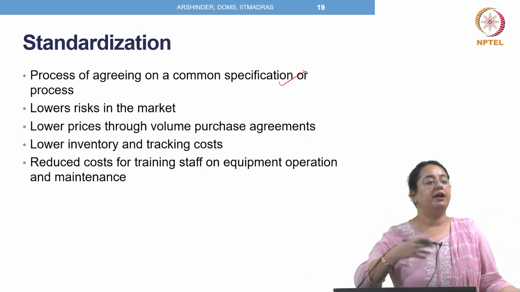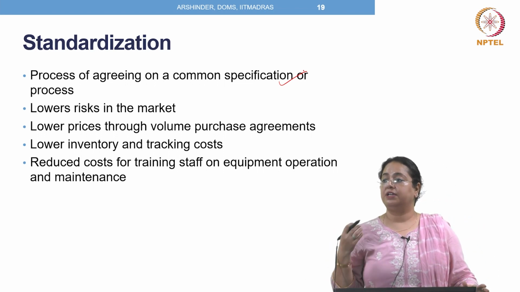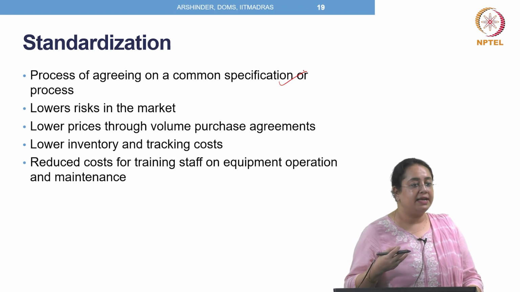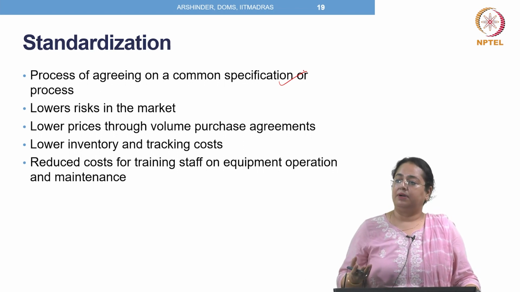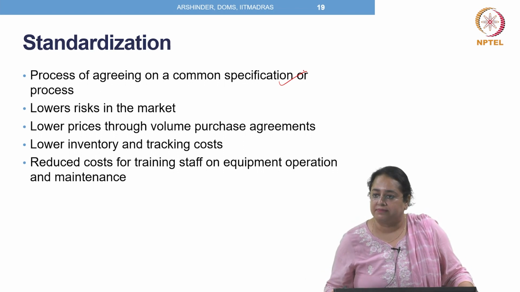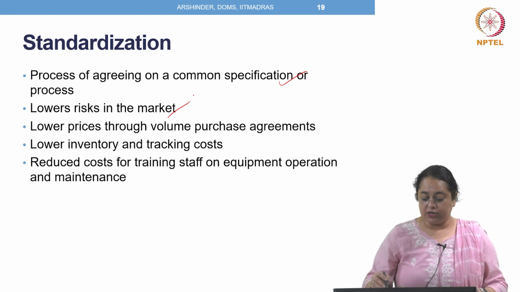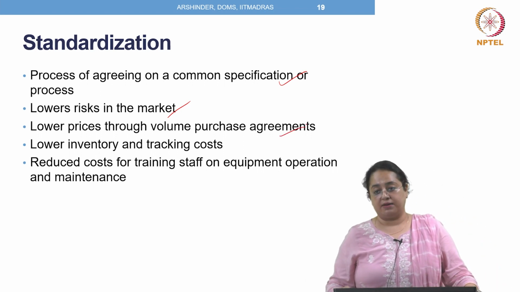Okay, there would be 100 suppliers, but if we don't have knowledge of specification, if we don't have knowledge on standardization of the product, we might end up signing with so many redundant suppliers, right. So this is what lowers risks in the market. It lowers the price through volume purchase agreements, right.